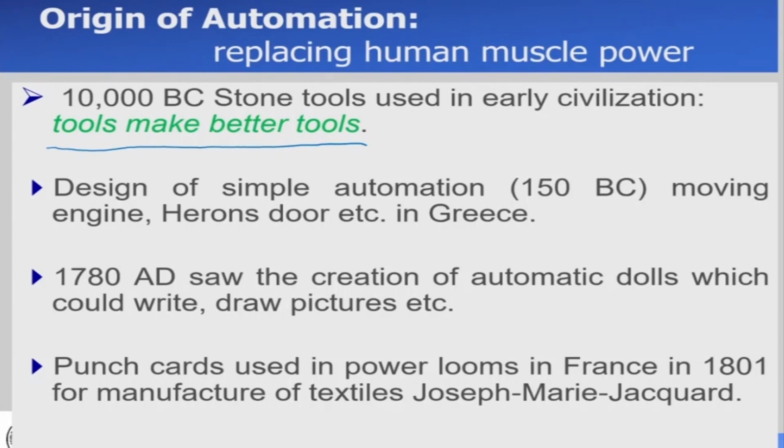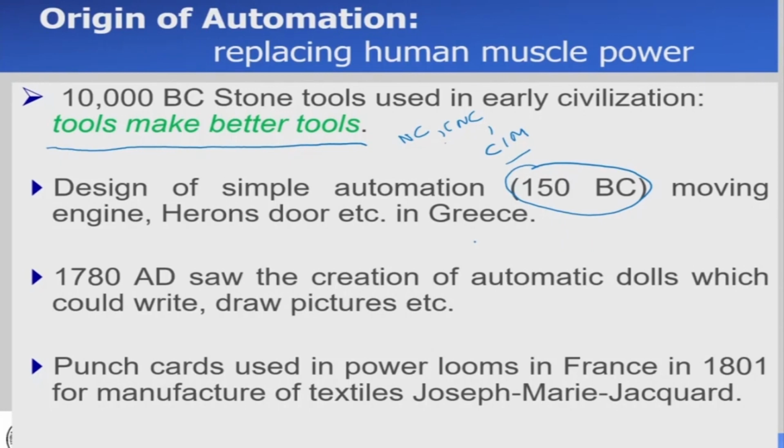In terms of today, we can say NC machine, we can say CNC machine, then we can say SIM. So these are also machines, these are also tools, and tools are making better tools. This process has been going on, and this is a process of automation. Robotics is a part of the bigger process of automation. So in 10,000 BC, human beings were making different kinds of tools to make their life easier. Now we come a little bit more ahead, 150 BC.